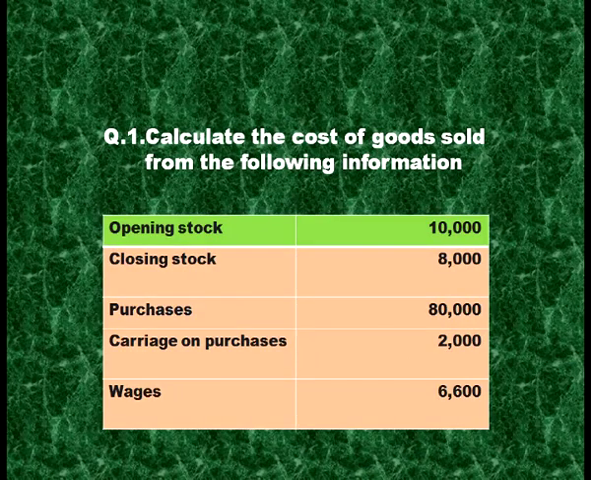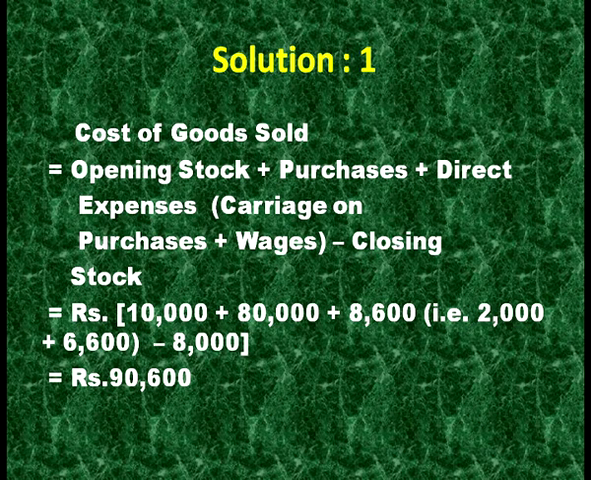Let's see a question. Calculate the cost of goods sold from the following information. Closing stock is given, purchases is given, carriage on purchases and wages is given. How to find the cost of goods sold? See the formula. Opening stock plus purchases plus direct expenses minus closing stock. Opening stock is 10,000 plus purchases 80,000 plus we have got two direct expenses, both of them are added and they become 8,600. From these three items we subtract our closing stock which is 8,000. As a result we get 90,600 as our cost of goods sold.